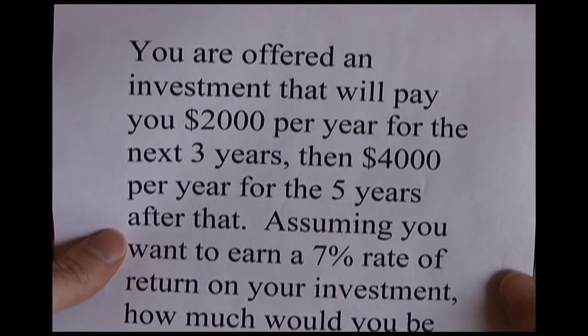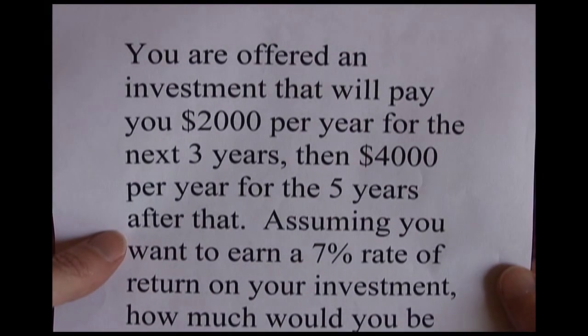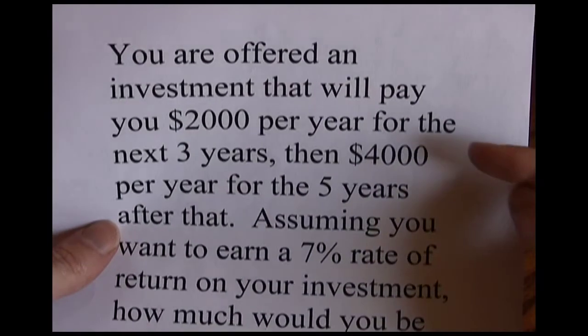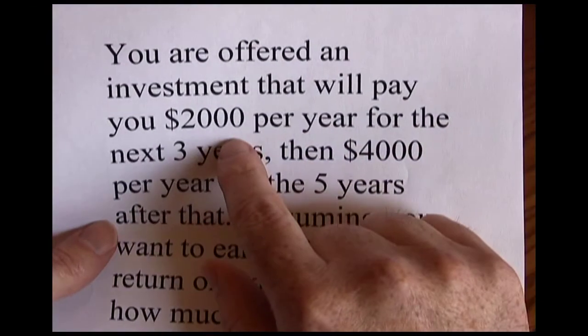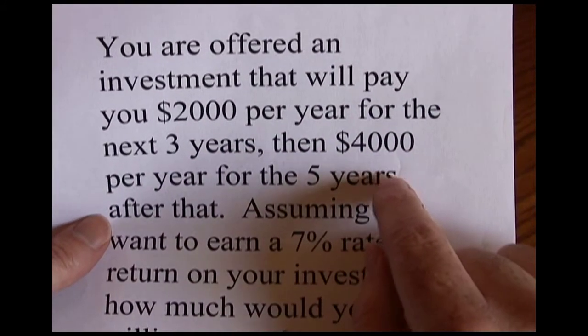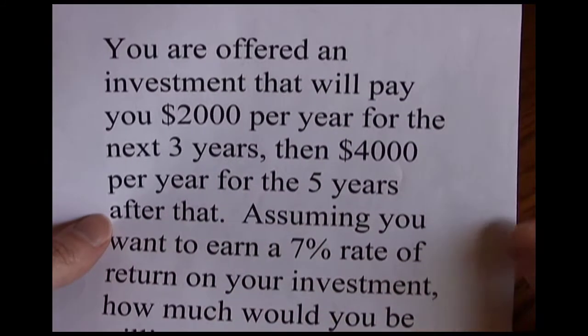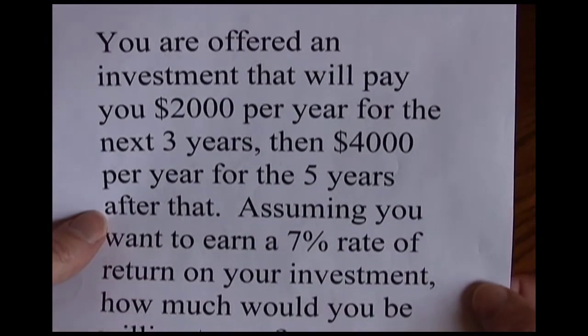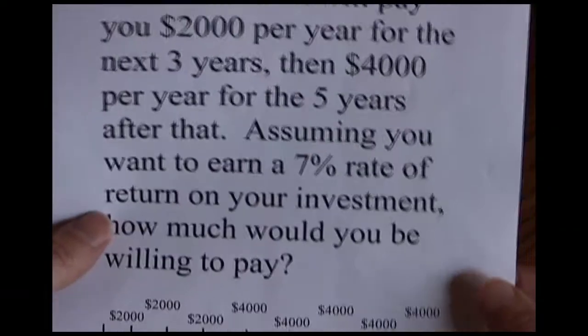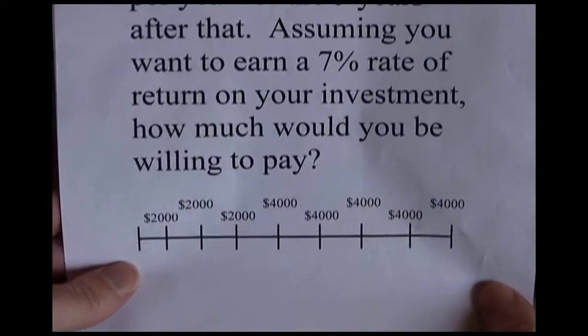However, an annuity is equal periodic cash flow over the entire period. Here we have an 8-year time frame, but the $2,000 per year is only for the first 3 years, and then it's $4,000 per year over the next 5. So this is what we call an uneven cash flow stream, in that the cash flows change over the life of the cash flow stream.